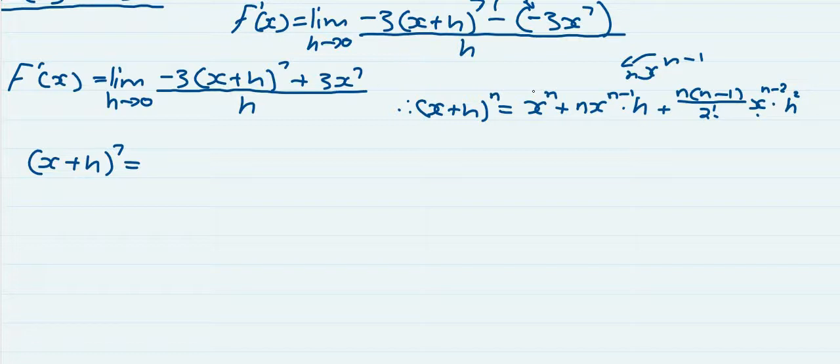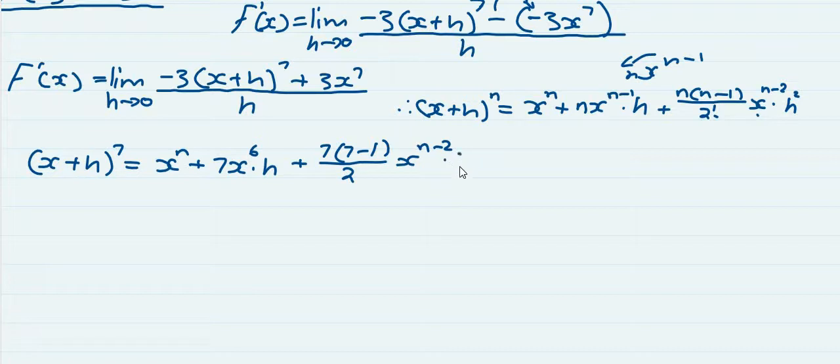So from the formula we take only the first 3 terms, then substitute. In our problem n is 7, so we have x to the exponent 7 plus 7x to the exponent 6 multiplied by h plus 7 into 7 minus 1 all over 2 factorial, which is 2 times 1, multiplied by x to the exponent n minus 2 multiplied by h squared.